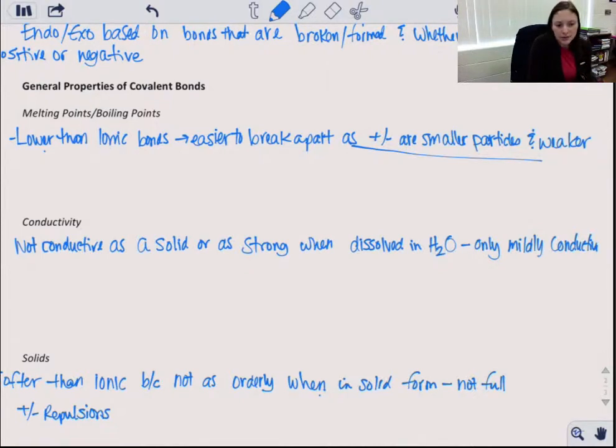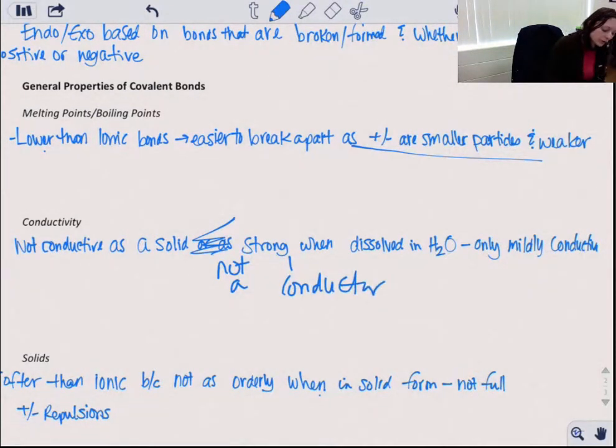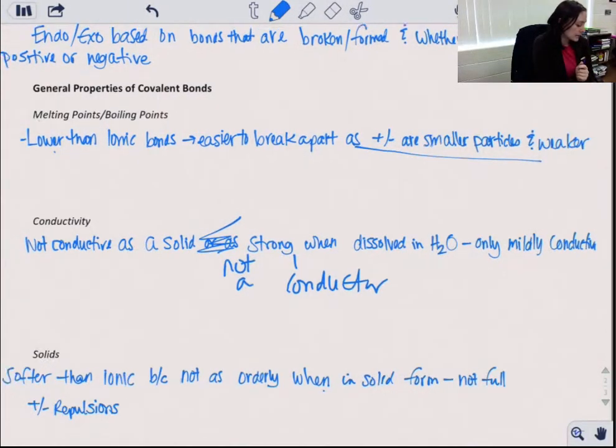Conductivity: they're not conductive as a solid, and they're not as strong of a conductor when they're dissolved in water as an ionic bond. So they're not conductive at all as a solid, and they're not as strong. Let me put that: they're not a strong conductor. When they're dissolved in water, they're only mildly conductive compared to an ionic bond, which is going to really be conductive. And the last thing is solids.